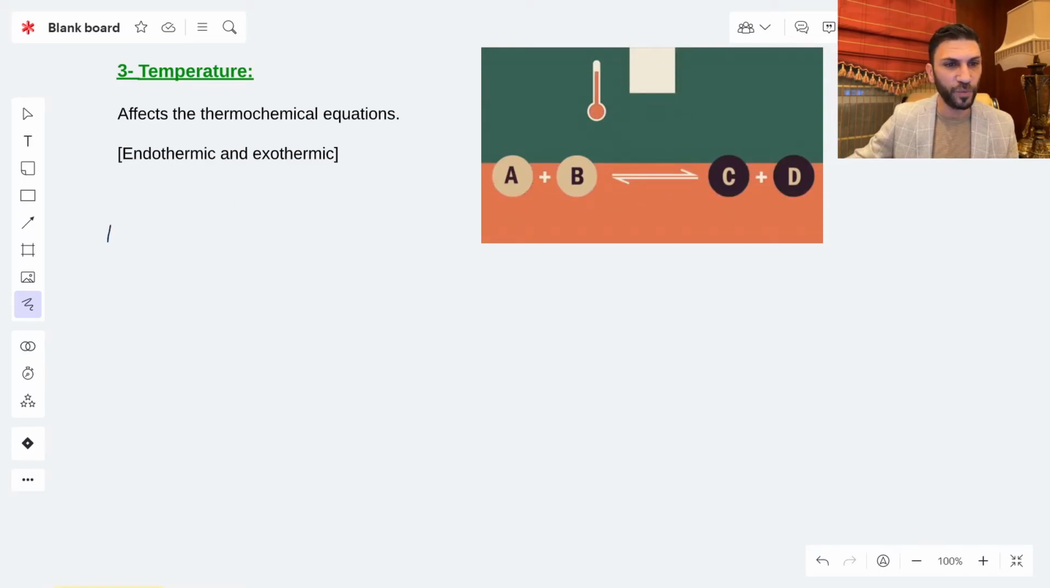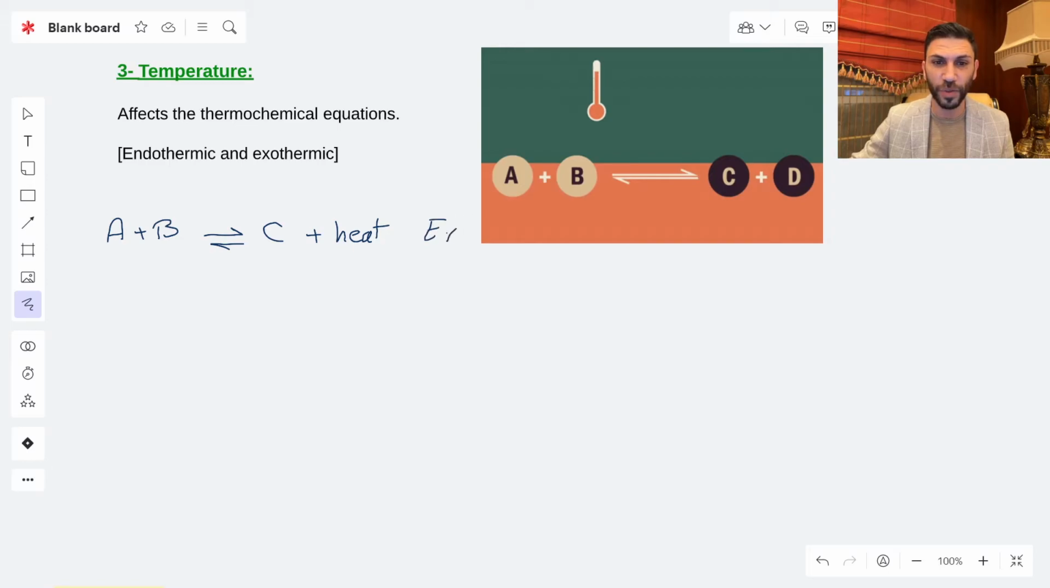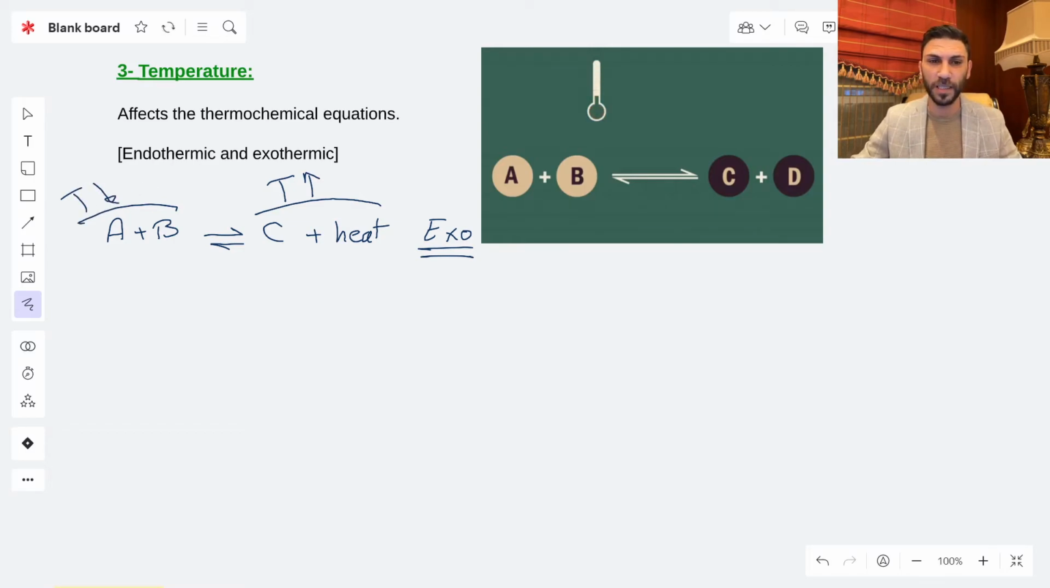For example, if we have A plus B yields to C plus heat, that means this heat is with the products, and it means it's an exothermic reaction. When it's an exothermic reaction, here the temperature is high, and here the temperature is low, because this reaction is releasing energy or releasing heat. That means the heat with the products is higher.